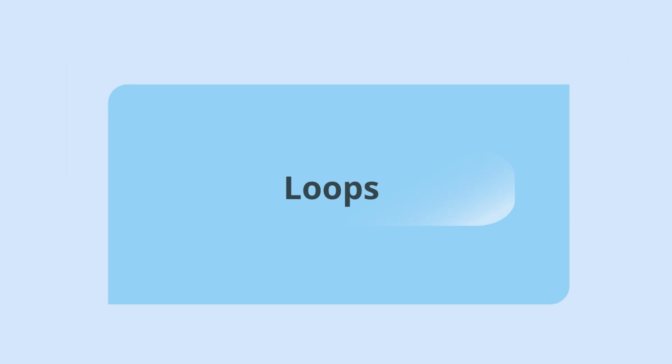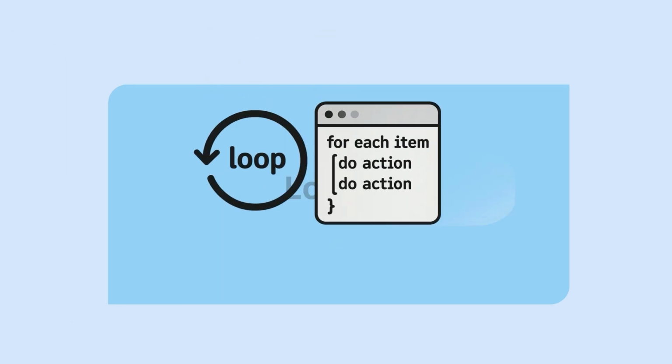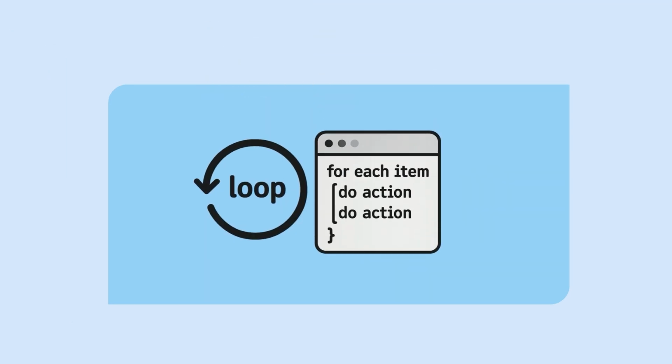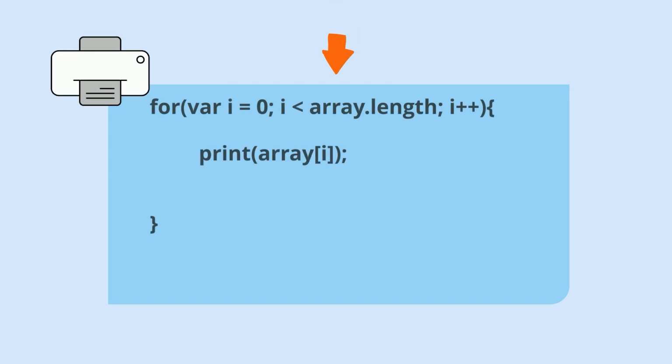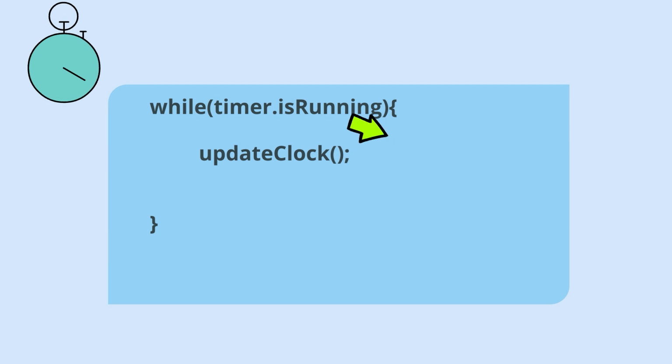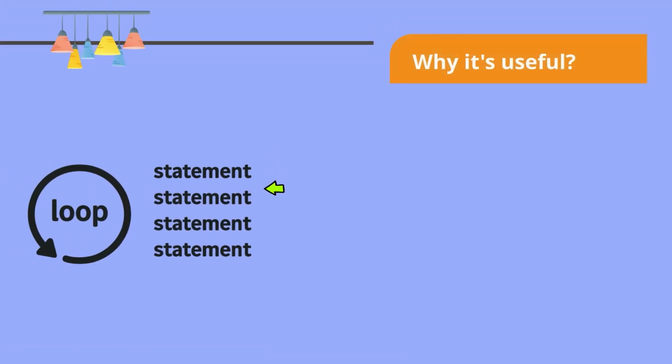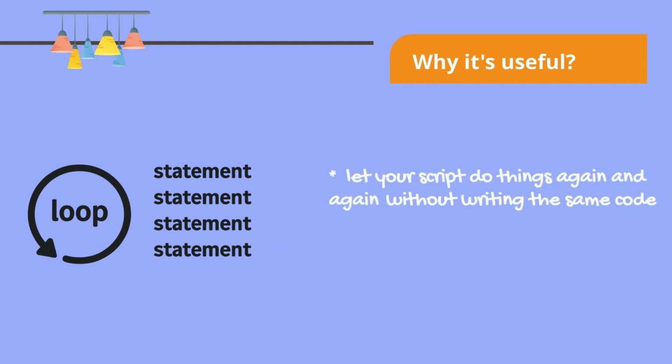Loops. A loop is a way to repeat actions in your script, either a set number of times or until something changes. Example, loop through each item in an array and print it. Or repeat a block of code while a timer is running. Why it's useful. Loops let your script do things again and again without writing the same code over and over.